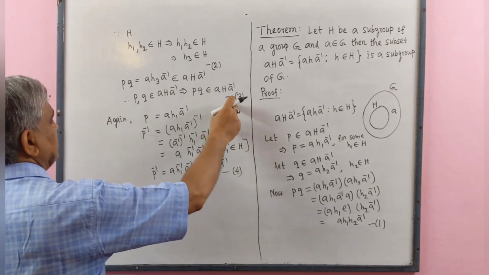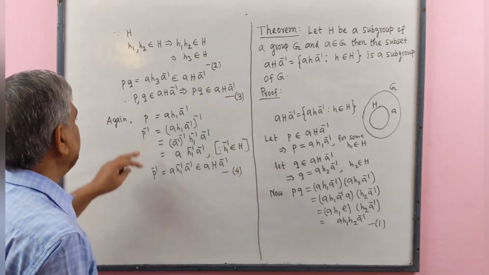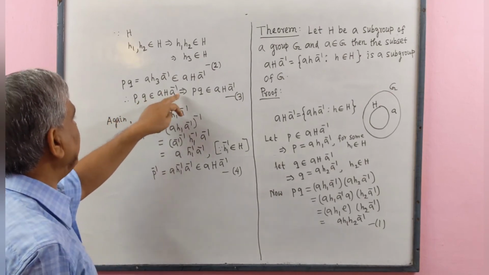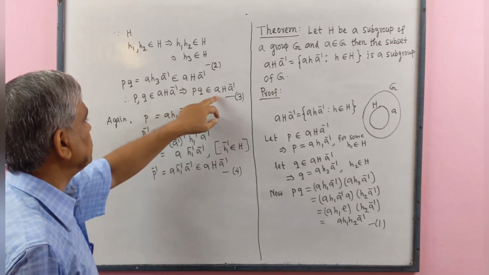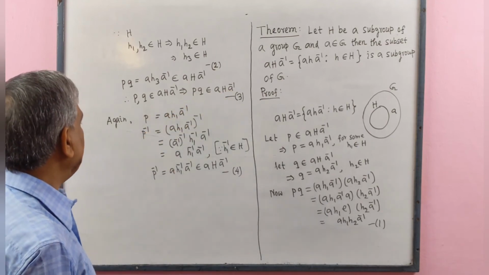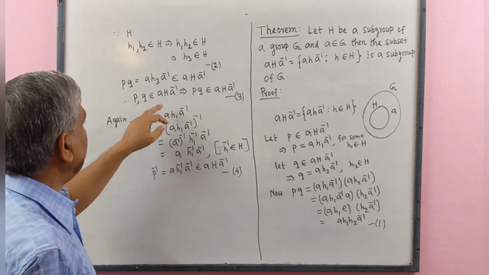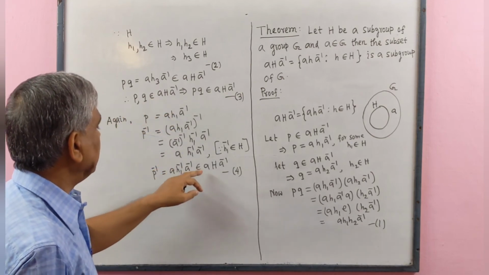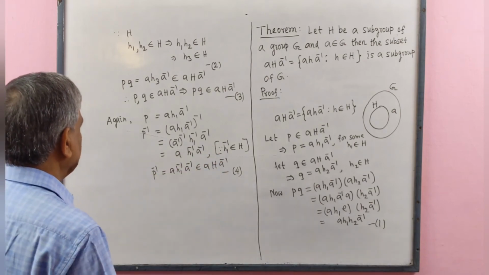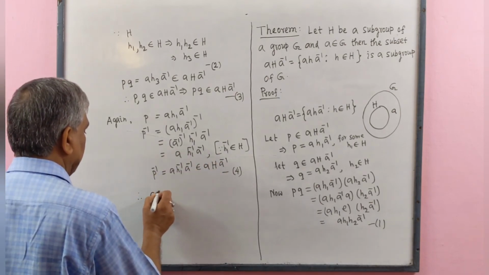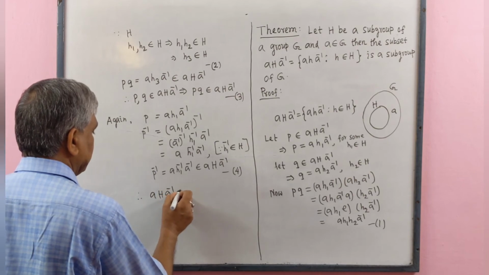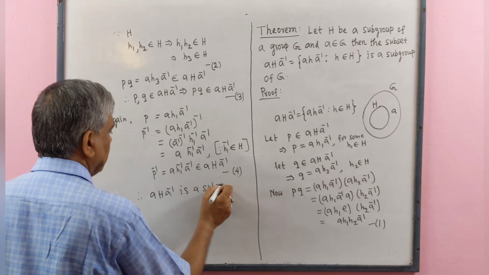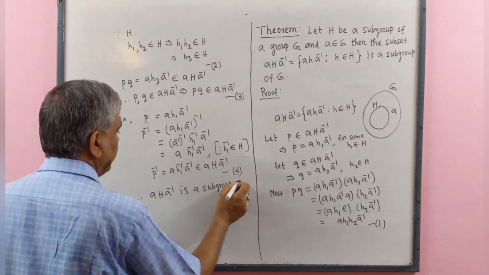From 3 and 4 we get pq belongs to aHa⁻¹, implies that p operation q belongs to aHa⁻¹, and p belongs to aHa⁻¹ implies that p inverse belongs to aHa⁻¹. Therefore aHa⁻¹ is a subgroup of G.